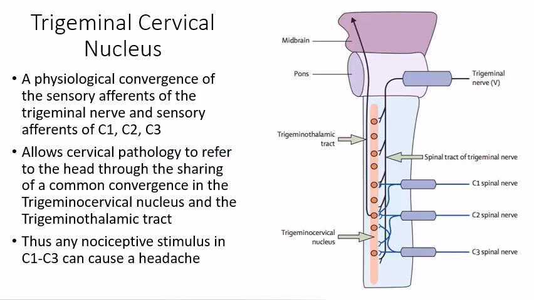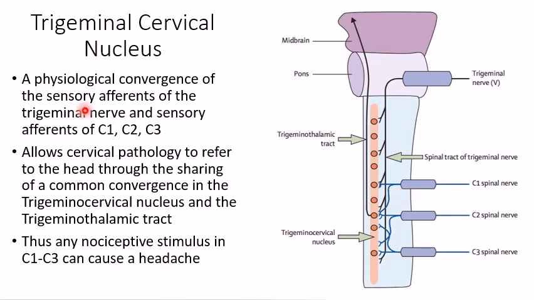So how can a headache be caused by pathologies of the cervical spine? Well, the trigeminal cervical nucleus helps to explain that. If you look here at the picture, we have the midbrain, the pons. This upper area here is known as the medulla oblongata, and then below that, this area right here is the upper spinal cord of the cervical spine.